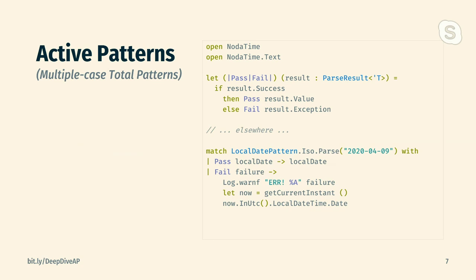So what's cool about these is they have identity. They are a uniquely named, strongly named known concept in the space of the available patterns, the available names in the system. They can be checked for exhaustivity. What do we mean by that? They work sort of like an anonymous union. If you think about how one of the key features of discriminated unions is that the compiler tells you when you haven't covered a case, well, that also happens for multi-case active patterns.